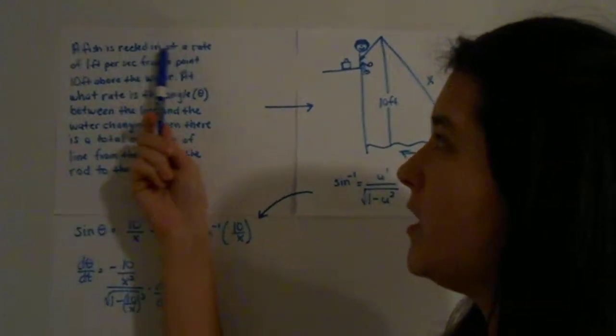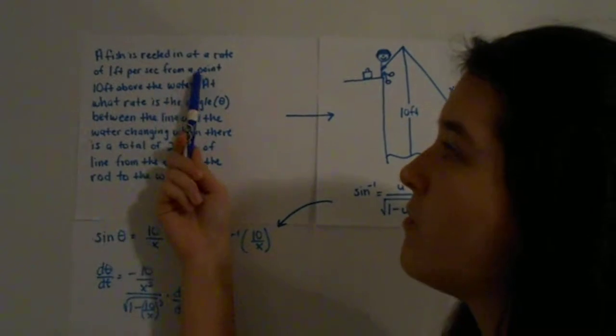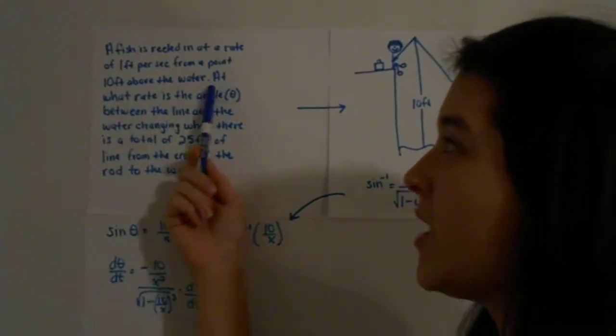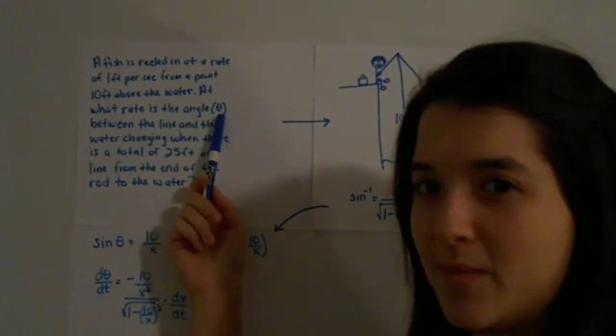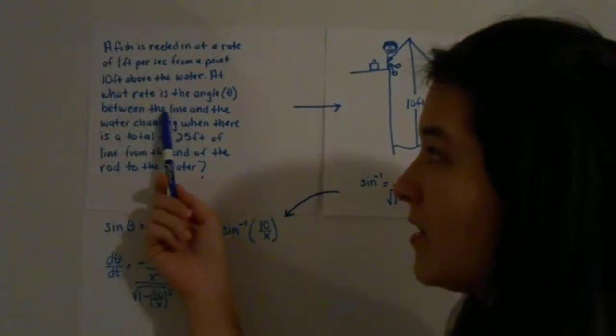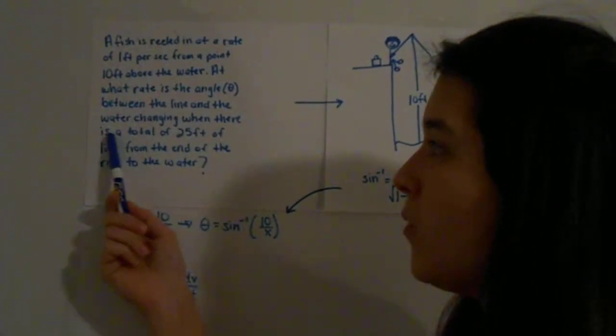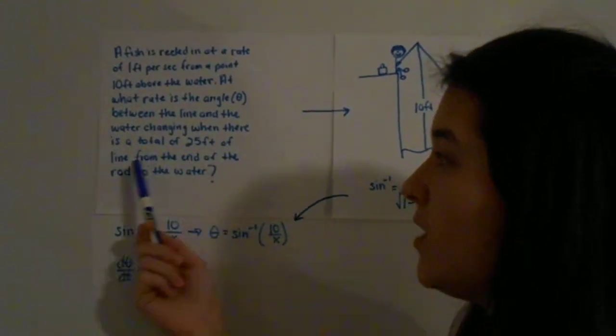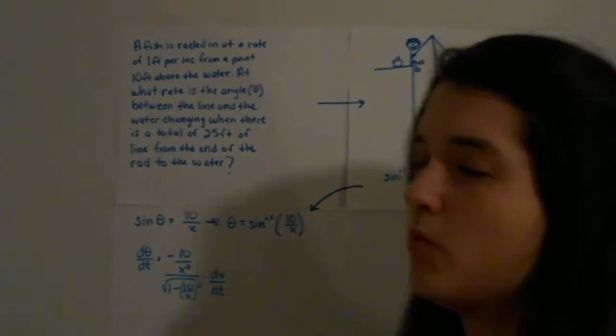A fish is reeled in at a rate of 1 foot per second from a point 10 feet above the water. At what rate is the angle, represented by theta, between the line and the water changing when there is a total of 25 feet of line from the end of the rod to the water?